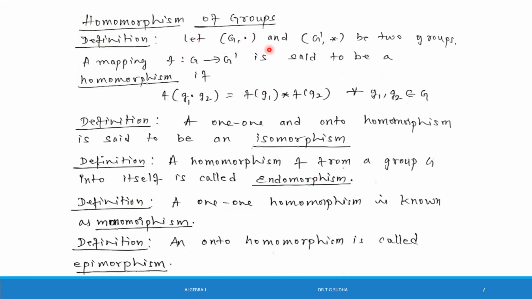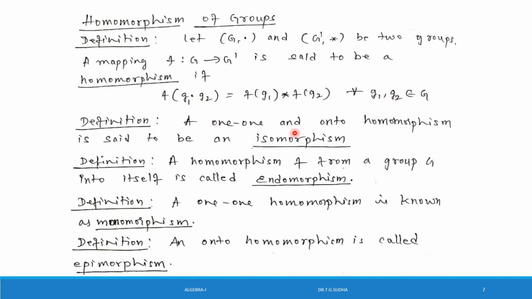Let (G, ·) and (G', *) be two groups. A mapping f from G to G' is said to be a homomorphism if f(g1 · g2) = f(g1) * f(g2) for all g1, g2 belonging to G. Here, this dot represents the binary operation in the domain group G, and this star represents the binary operation in the codomain G'.